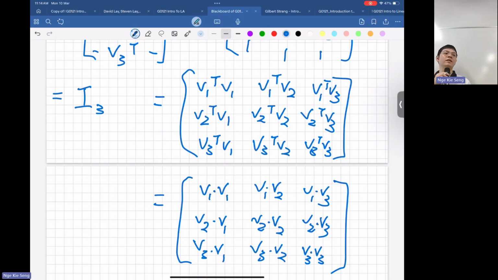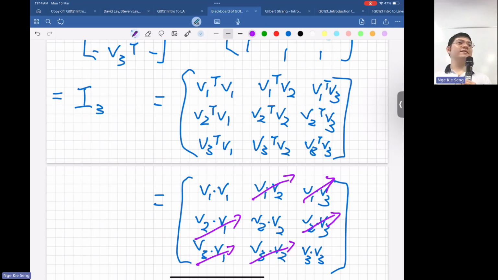But what did we show? This set is an orthogonal set. So meaning what? Off diagonal there are 0. But what are the diagonals then? These are the lengths of Vi. But just now we showed that these Vi have length 1. So you get the identity matrix.